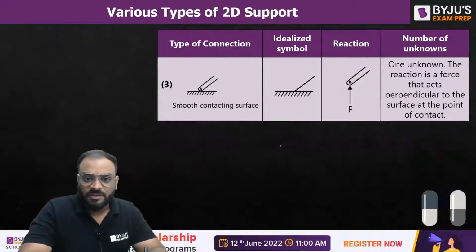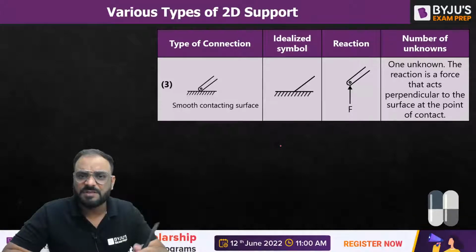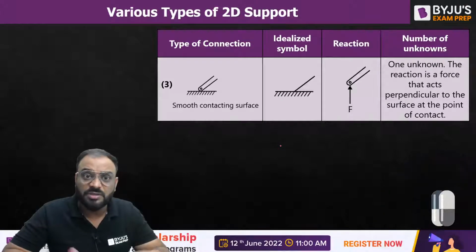Now guys, let's understand another type of support which we have, which is a member that is placed over a smooth surface.